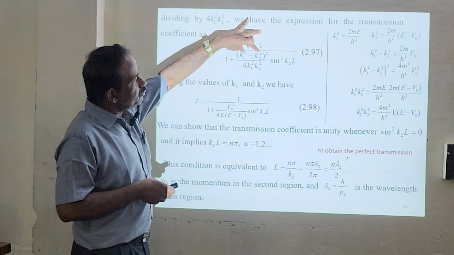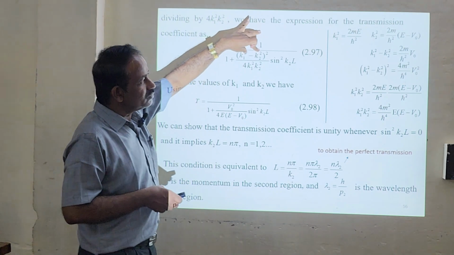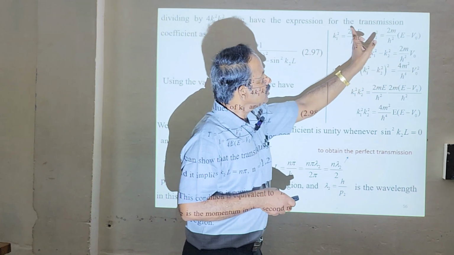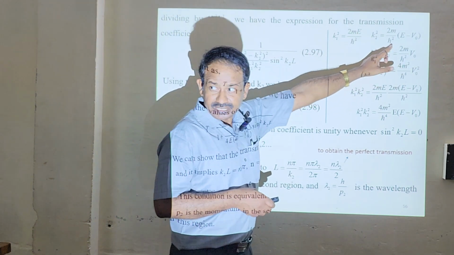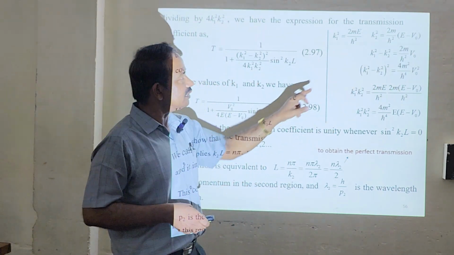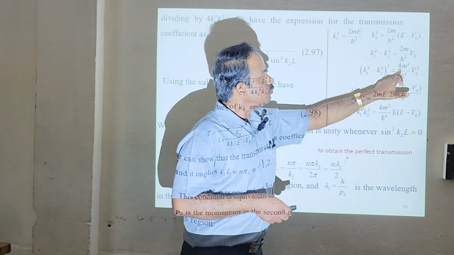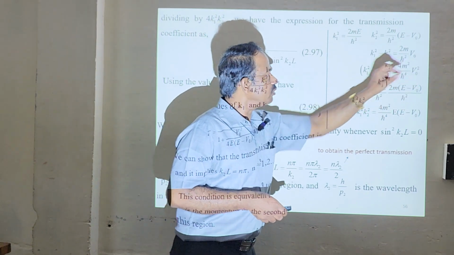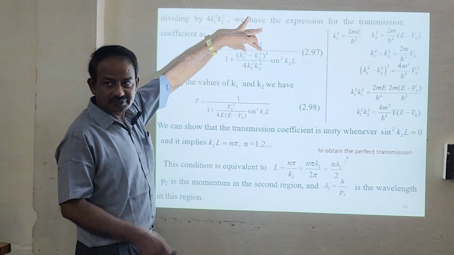We need to have k1 squared minus k2 squared. So you just subtract that, and E will get cancelled. You are going to minus this one, so this will become plus. So this answer you will get. Squaring on both sides will give you 4m squared divided by h bar to the power 4 V0 squared. So we have found the expression.